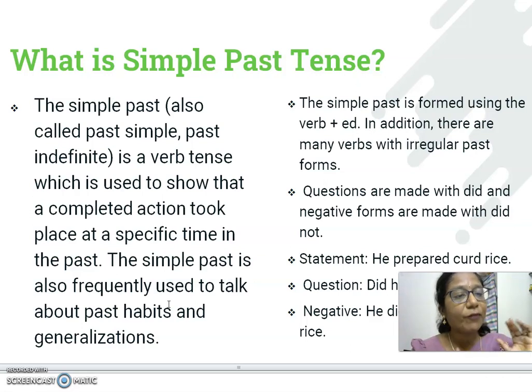There are two different forms. Let's now see them. The first one is a statement. He prepared curd rice. This can be converted into the question form: Did he prepare curd rice? And also, obviously, into the negative form: he did not prepare curd rice.